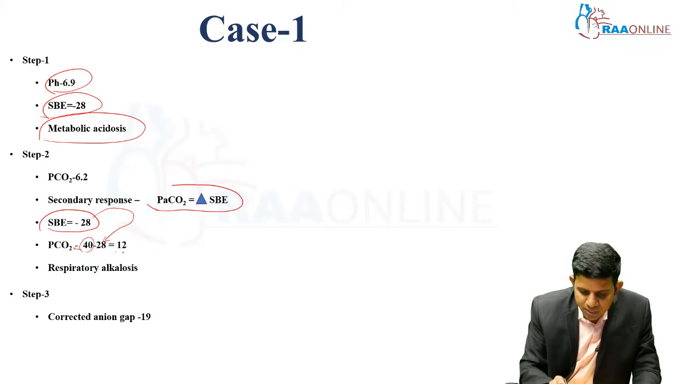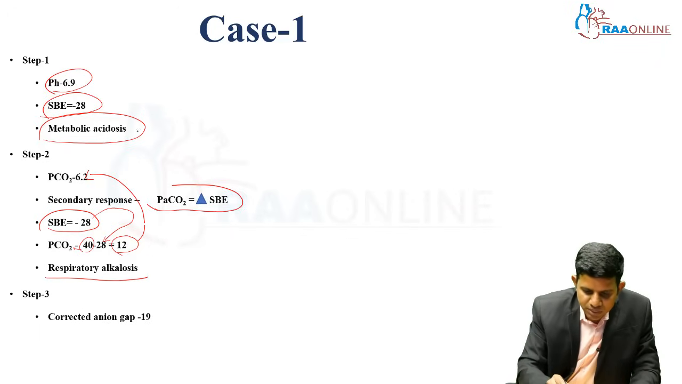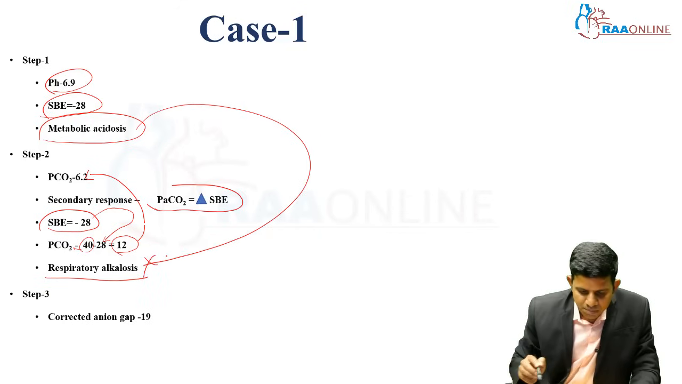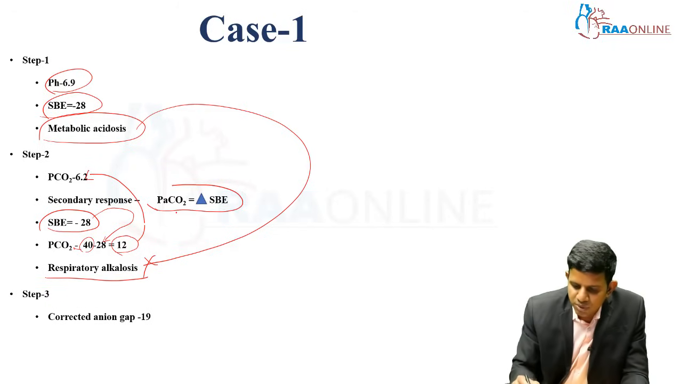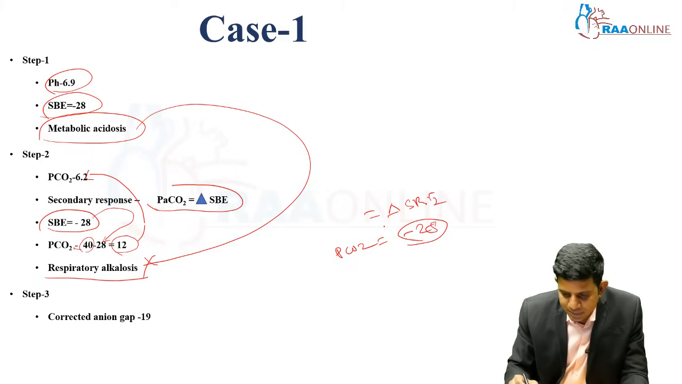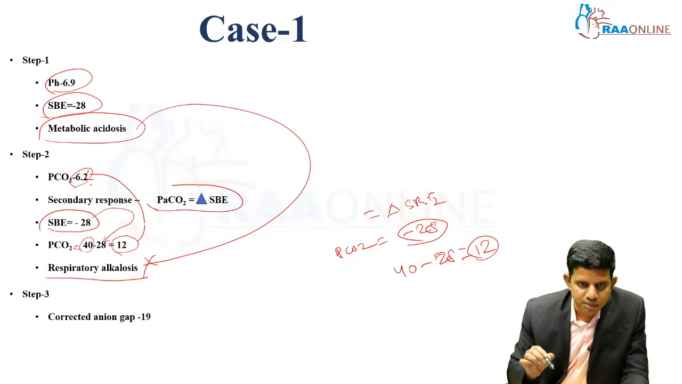So, with minus 28, what will be the ideal PCO2 here? It is 12. What is the PCO2 here? 6.2. So, there is some respiratory alkalosis also. There is metabolic acidosis plus respiratory alkalosis. You should not be confused by that. In metabolic acidosis, the PCO2 change is the delta standard base excess. The standard base excess is minus 28, so the change in PCO2 should be minus 28. I have to decrease from my normal value: 40 minus 28. Ideally my PCO2 should be 12, but it is lesser than that. So, it is metabolic acidosis plus respiratory alkalosis.